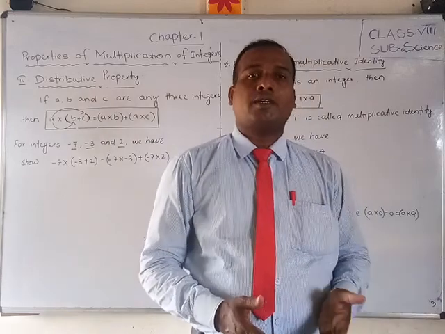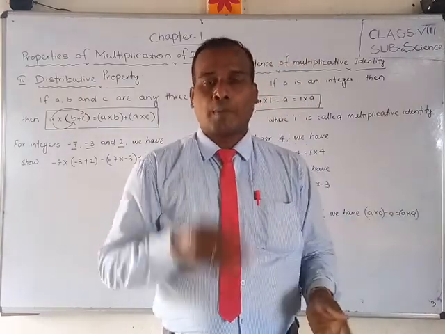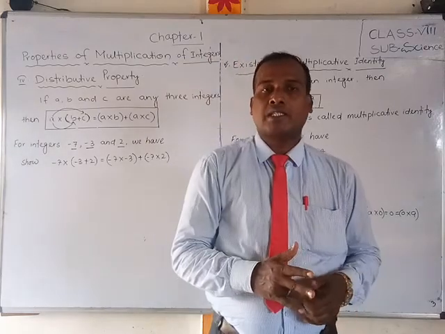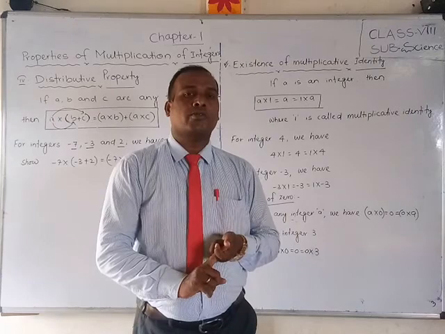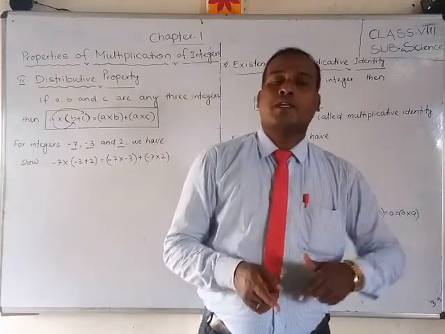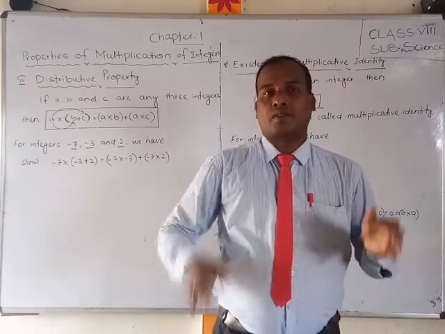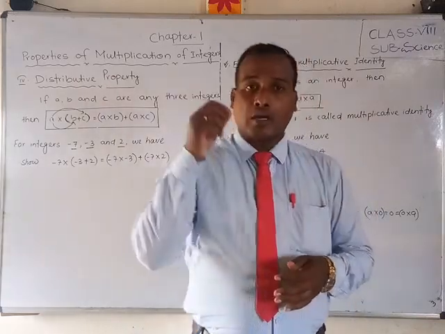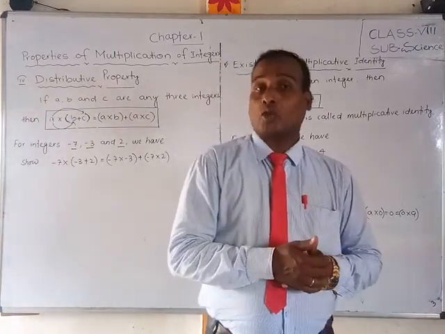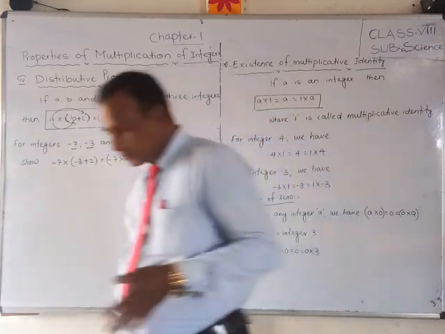Before this, what you have studied, the closure property or the commutative property, was only for multiplication. But in the distributive property, both operations are included. That means addition is there as well as multiplication is there. That's why it is called the distributive property, and it is also called multiplication over addition. So let us start. What is the distributive property?